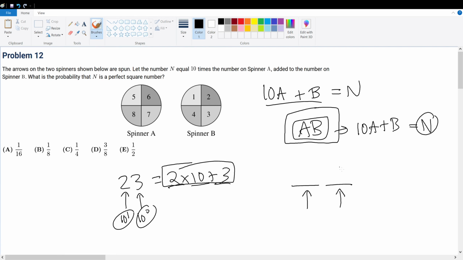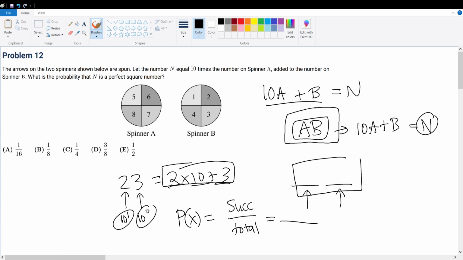So let's first understand the definition of a probability. The probability of something is just equal to the number of successes over the number of total cases, right? So what is the number of total cases? Well, the total cases is the total number of two-digit numbers that can be formed from the two spinners. Every spinner is offering 4 individual numbers, so we can just do 4 times 4.